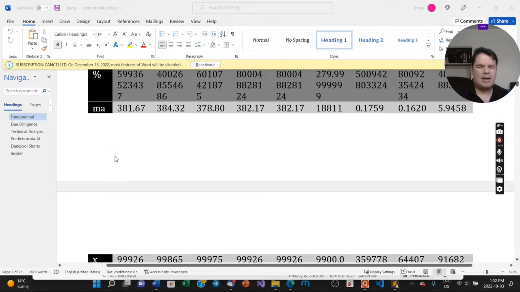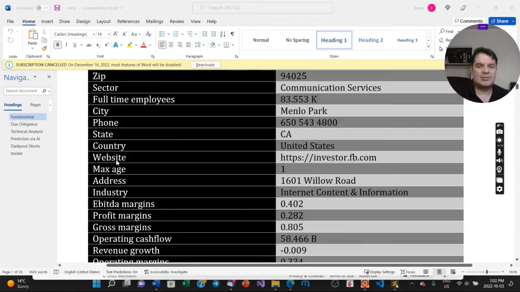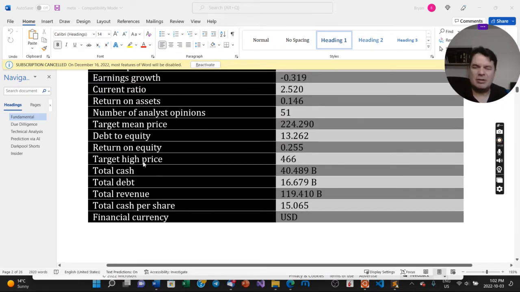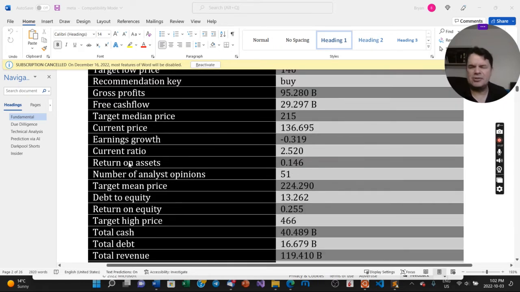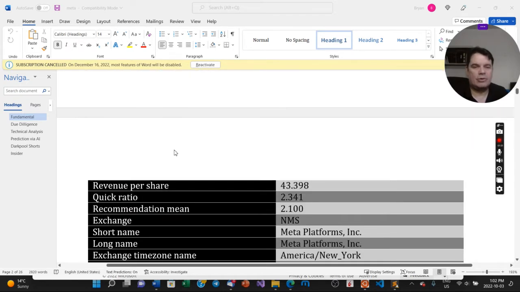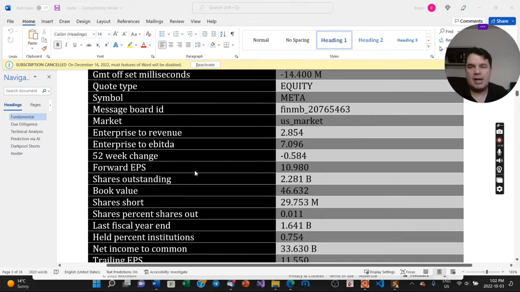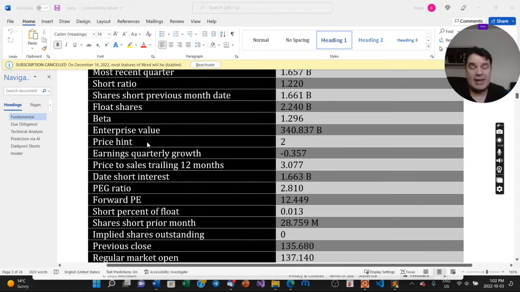Variance, max, so on and so forth. We got whatever you want for the corporate side. All the accounting information, typical classic financial information, return on assets, earnings growth, so on and so forth, revenue per share, where they trade, all kinds of that.